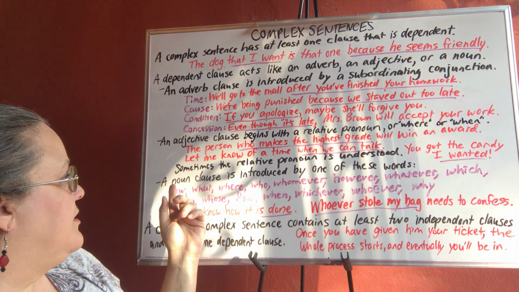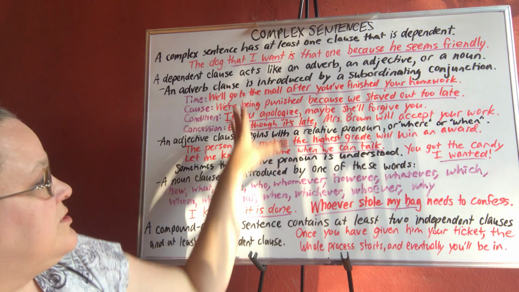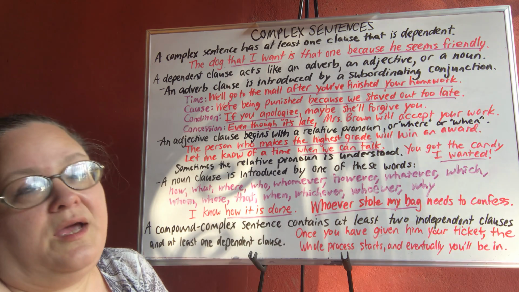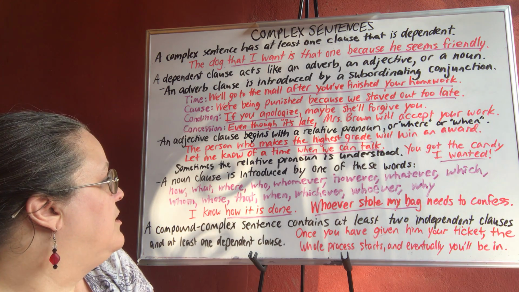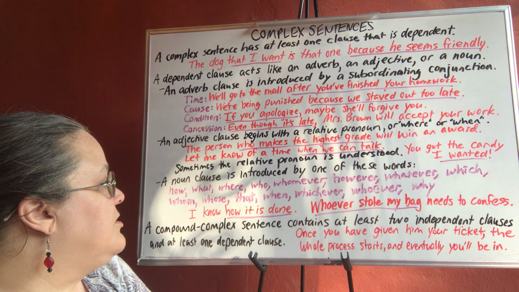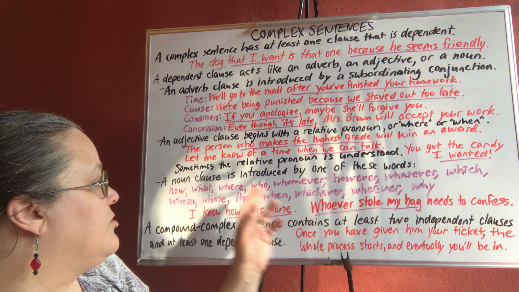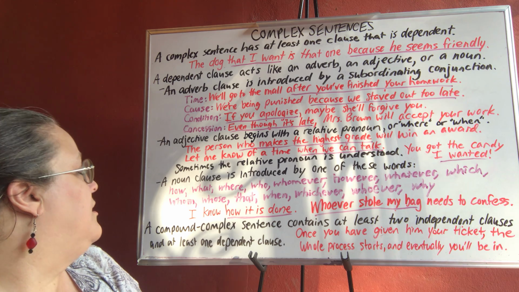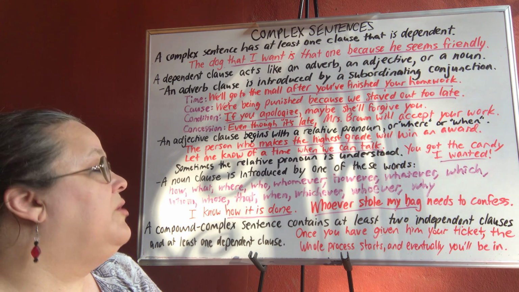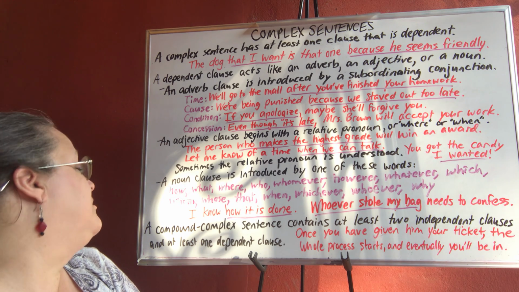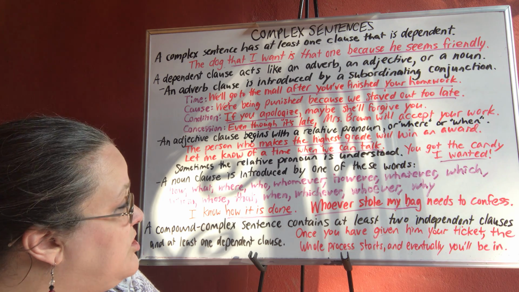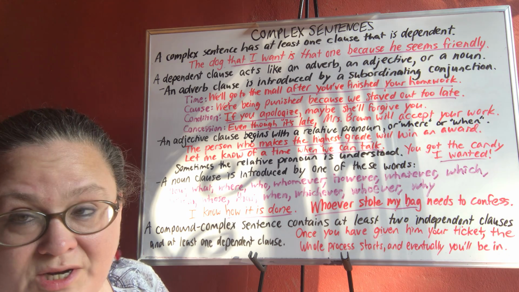The next one is a noun clause. So clauses that are dependent can act as adverbs, adjectives, and nouns. A noun clause is introduced by one of these words, and here is a list. How, what, where, who, whomever, however, whatever, which, whom, whose, that, when, whichever, whoever, and why, in no particular order.